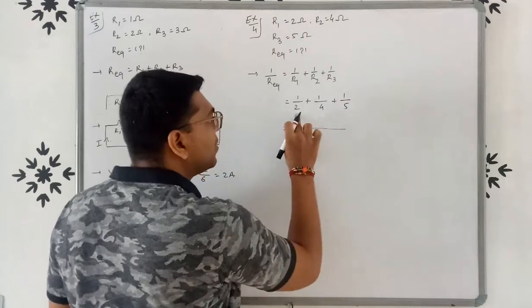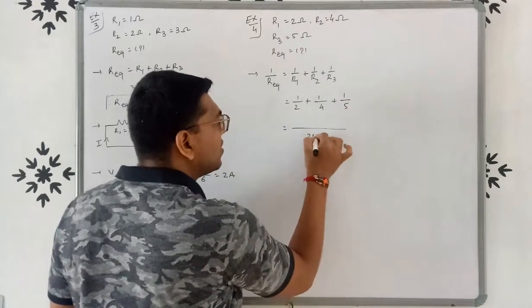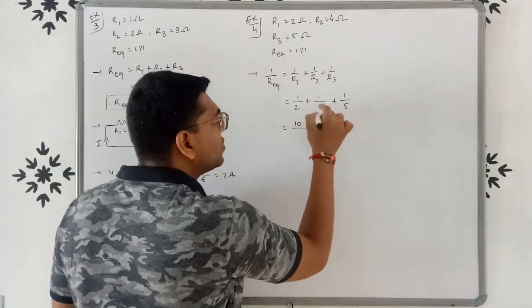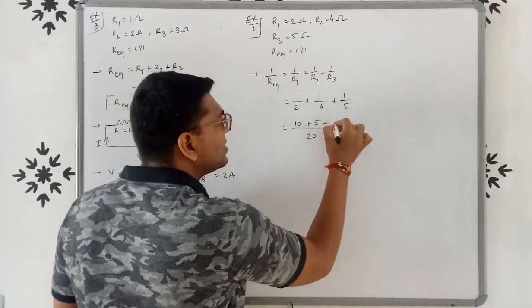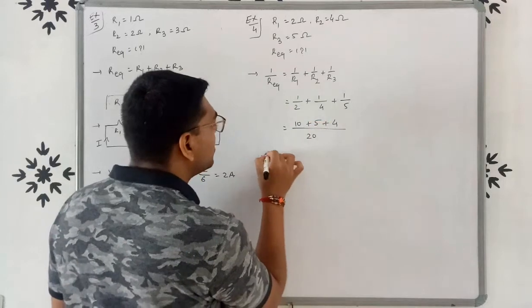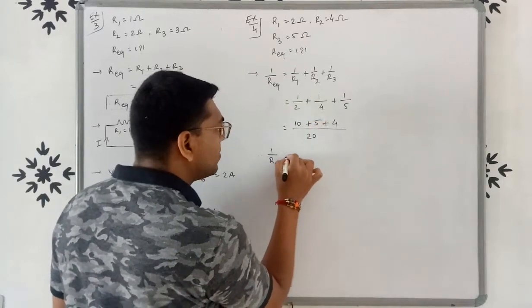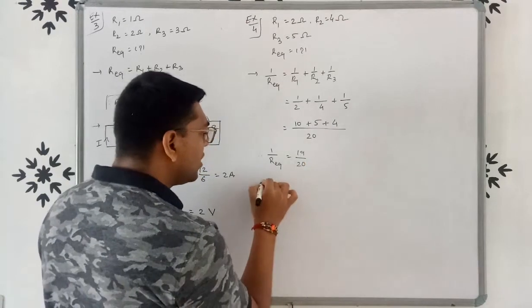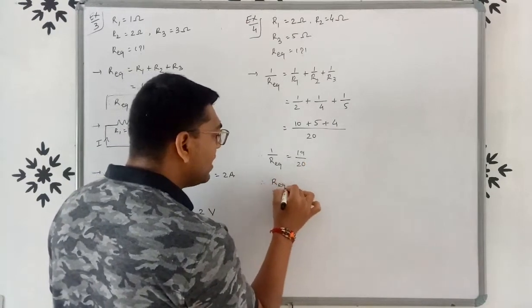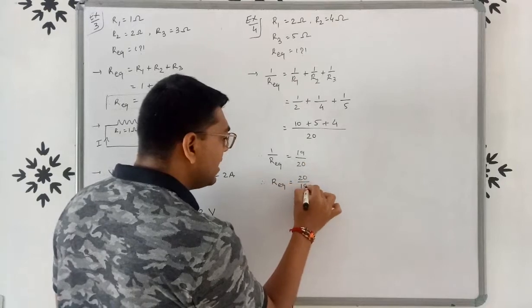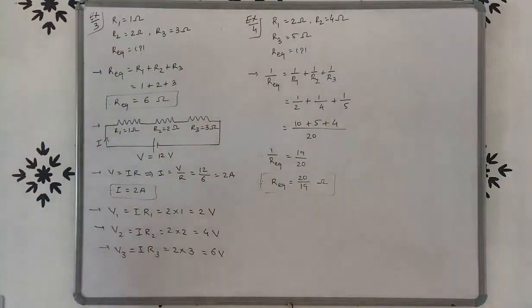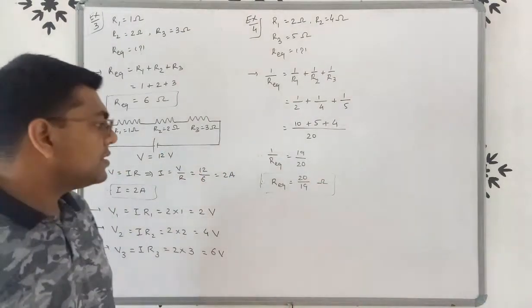So here LCM of 2, 4 and 5 is 20. So here 2 is there, so 10, plus 4 is there, so 5, plus here 5 is there, so 4. So 1 by R equivalent is equal to 19 by 20. We have to find out the equivalent resistance. So R equivalent is equal to 20 by 19 ohm, right? So this is the equivalent resistance.